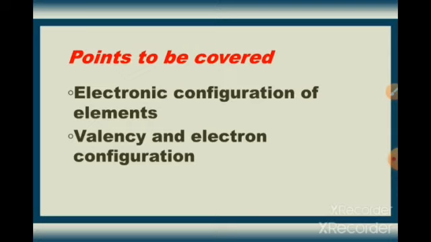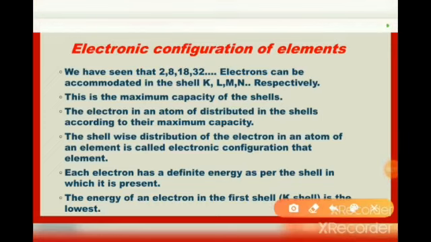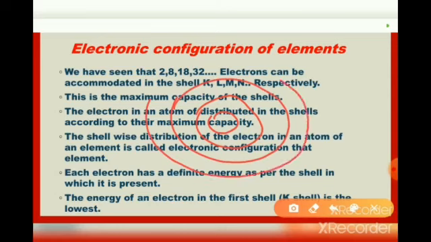Points to be covered: electronic configuration of elements, valency, and electron configuration. Electronic configuration of elements. With the figure, we'll see first. Here is the nucleus, here is the K shell, here is the L shell, here is the M shell, and here is the N shell.